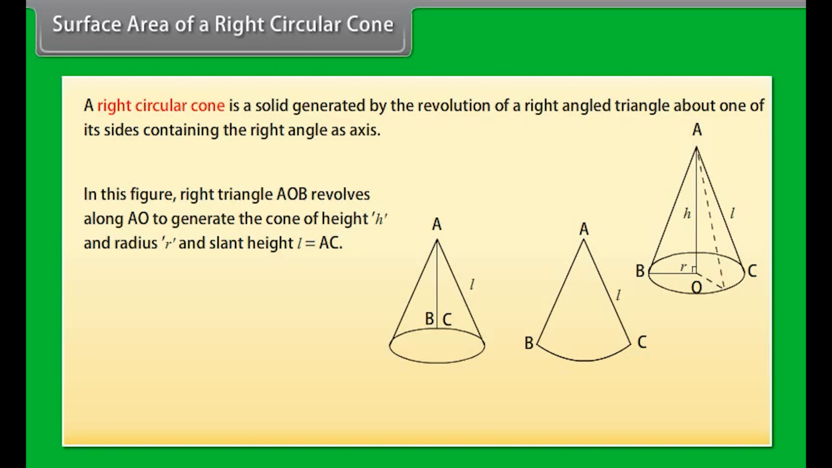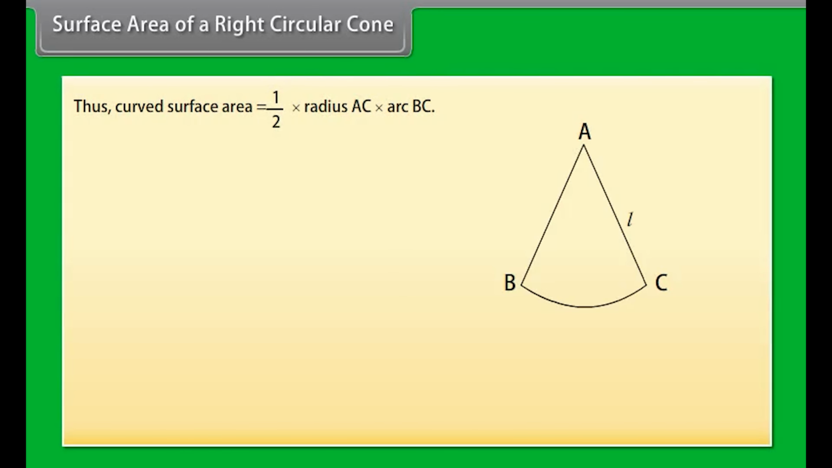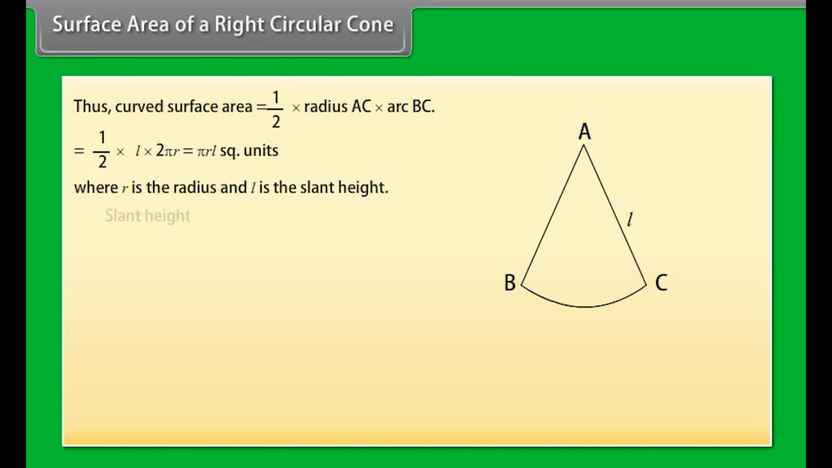To find the total surface area of a cone, let us cut it along its slant height and spread it into a sector ABC. The curved portion of the figure is equal to the perimeter of the base of the cone, and the circumference of the base of the cone is equal to 2 pi r, where r is the base radius of the cone. Thus, curved surface area is equal to 1 upon 2 into radius AC into arc BC. This is equal to 1 upon 2 into L into 2 pi r, which equals pi r L square units, where r is the radius and L is the slant height.